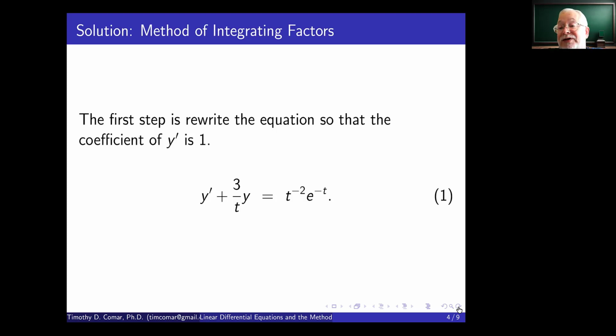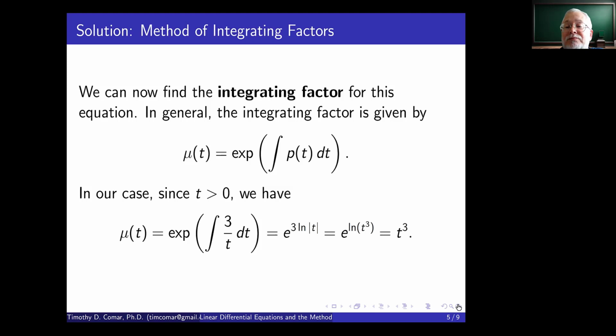So our first step is to rewrite the equation so that the coefficient of the y prime is 1. And notice over here that we have that t in the denominator now. 0 is certainly not in the domain of this particular function, so we need to restrict accordingly.